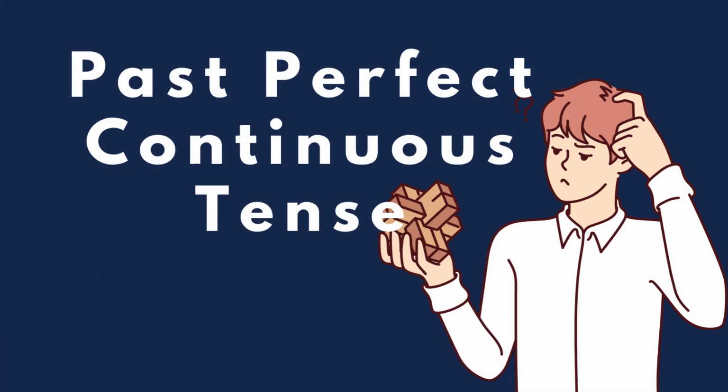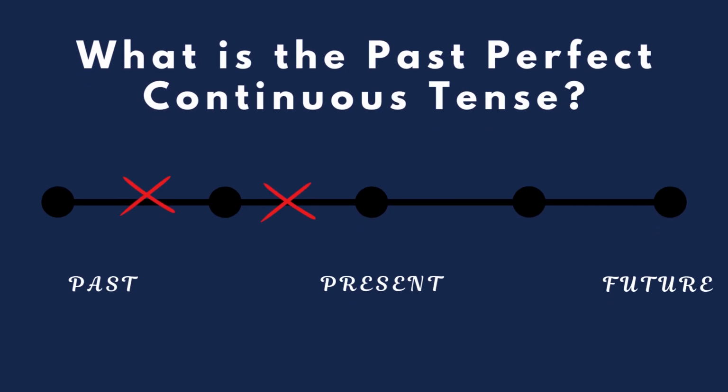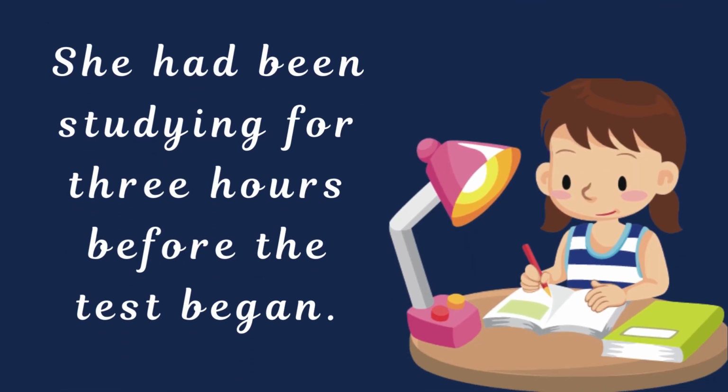Past perfect continuous tense, a powerful tool for describing actions that were ongoing over time in the past before another action or time point. Let's dive in. The past perfect continuous tense is used to describe actions that were happening continuously over a period of time in the past, and were still happening up until another point or action in the past. For example, she had been studying for hours before the test began.